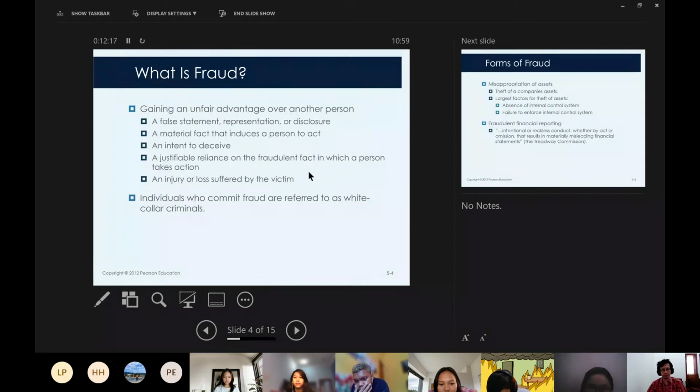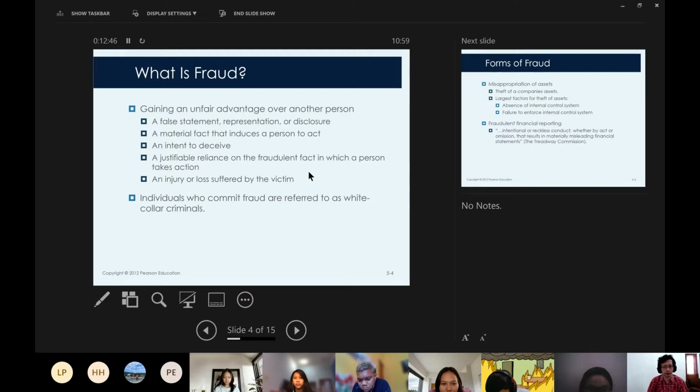What is fraud? Fraud is gaining an unfair advantage over another person. If you gain an advantage, as long as it's fair, it will not be classified as fraud. But if you gain an unfair advantage over somebody else, then it will be classified as fraud. So to be called fraud, something has to satisfy these five criteria.